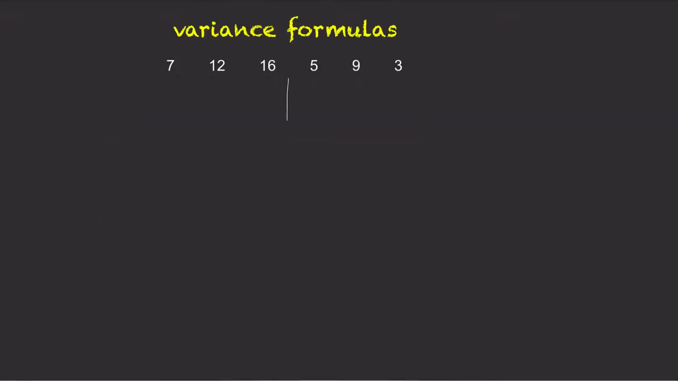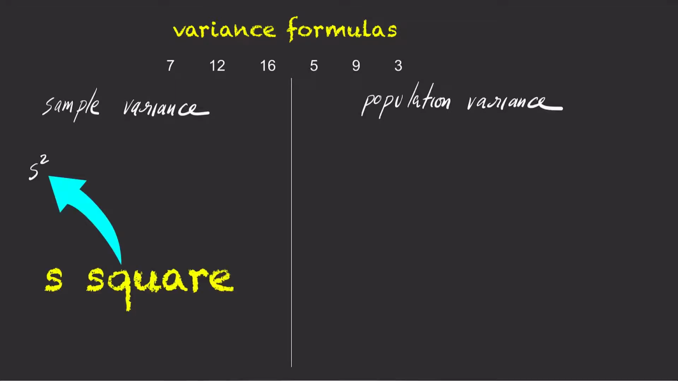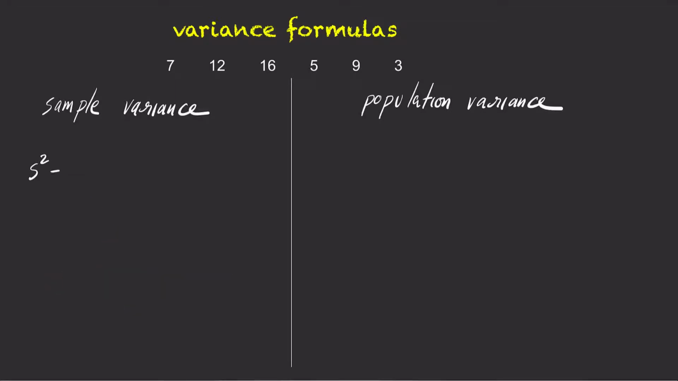To find the variance for a dataset, we have 2 different formulas. One formula is for sample data, and the other formula is for population data. For sample data, we use S squared to represent the sample variance. To find S squared, take each number from the dataset, subtract it by the sample mean.